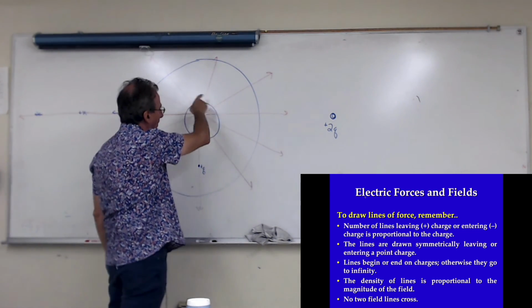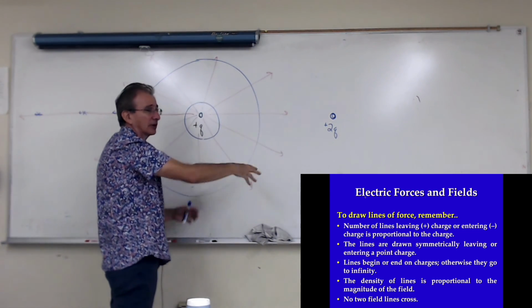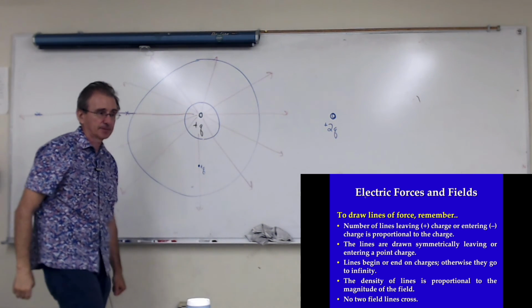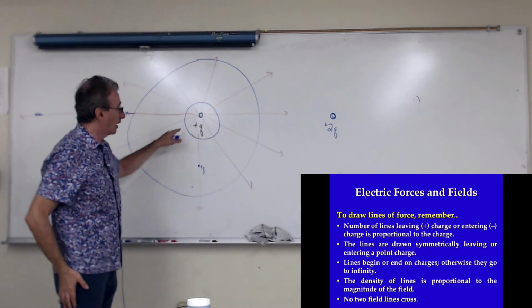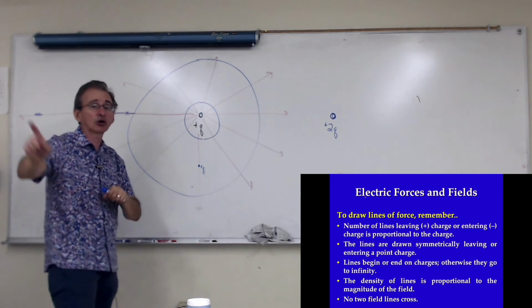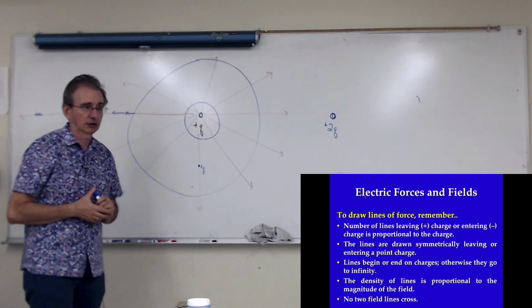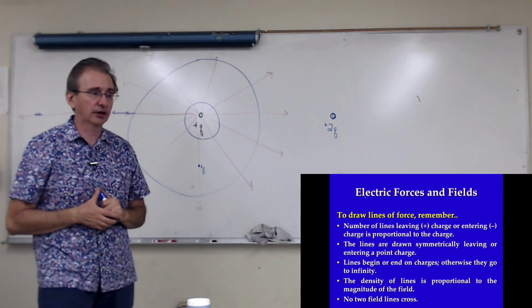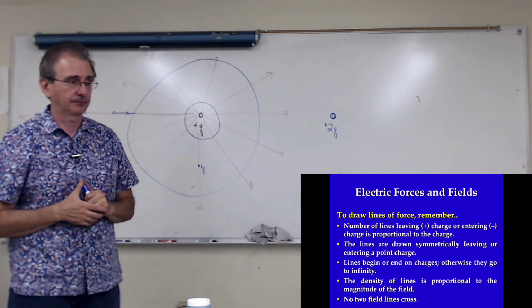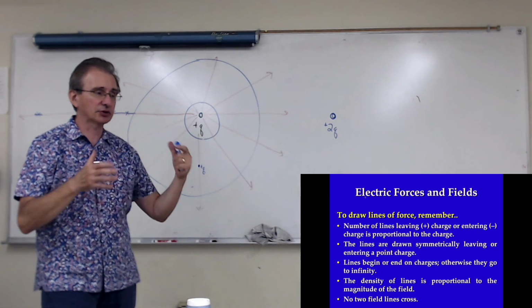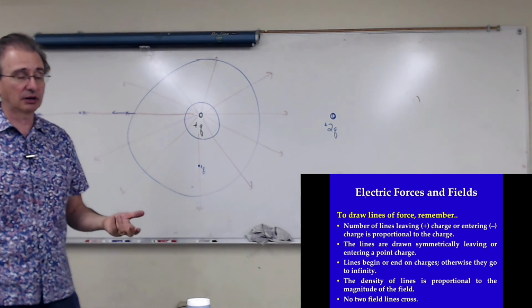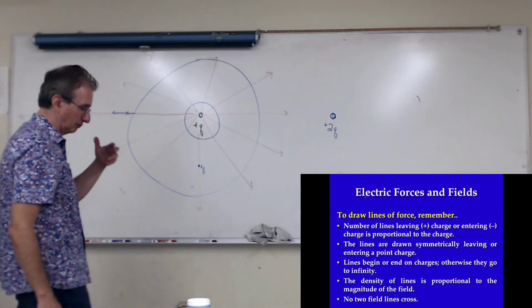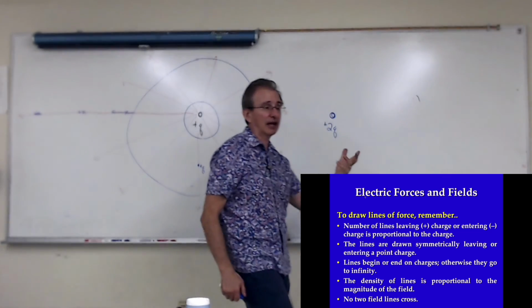And when I draw the field lines, I've got to make sure they're symmetric. The field lines will either go away from a charge, towards a charge, or go to infinity. That's how you draw them. And again, the density of lines is proportional to the field. The last thing about field lines that you have to remember, and it's very important, but people have a hard time with, is you can't have field lines that cross.